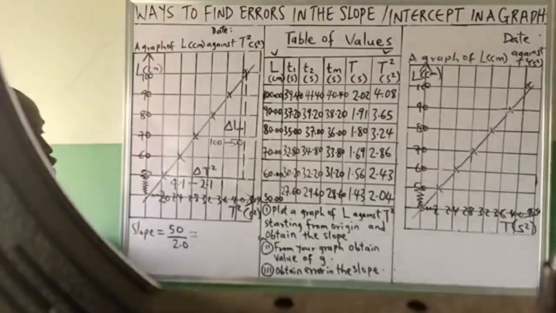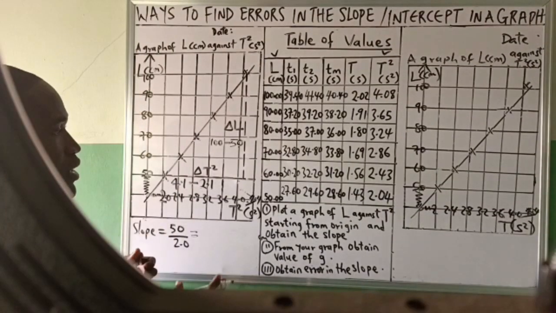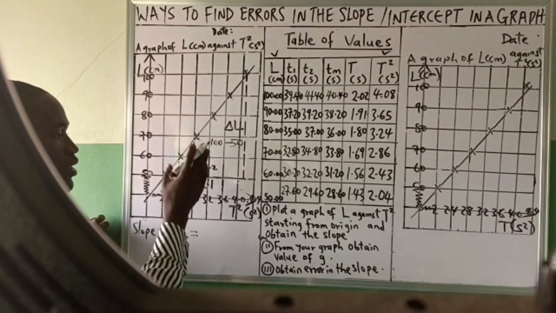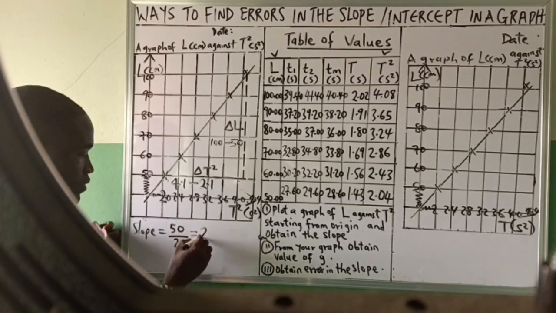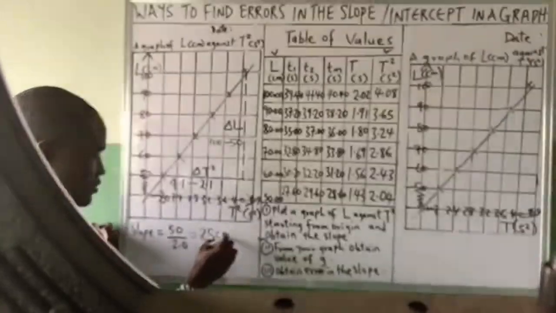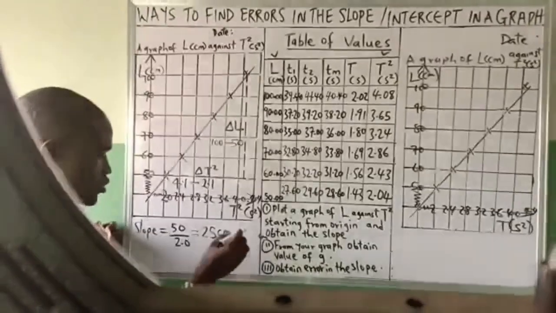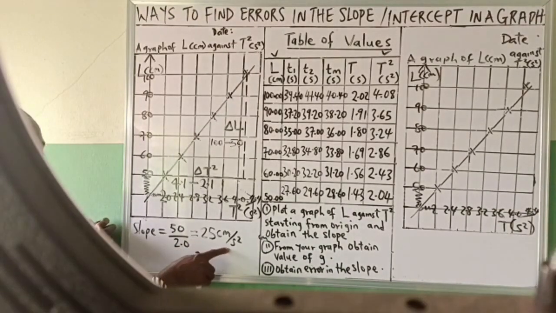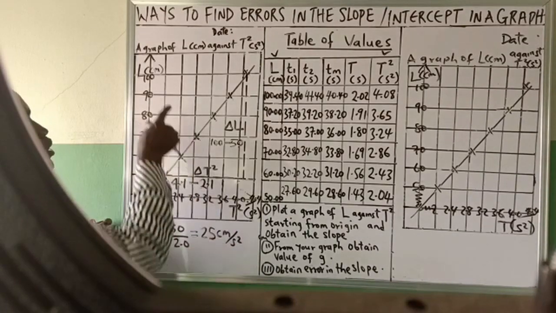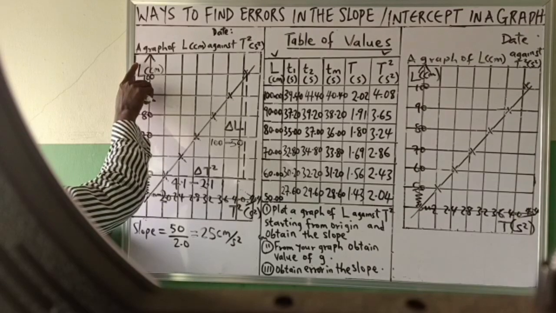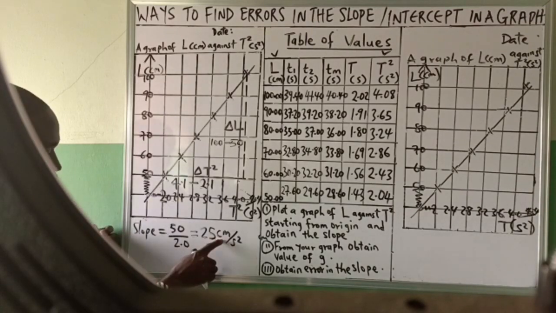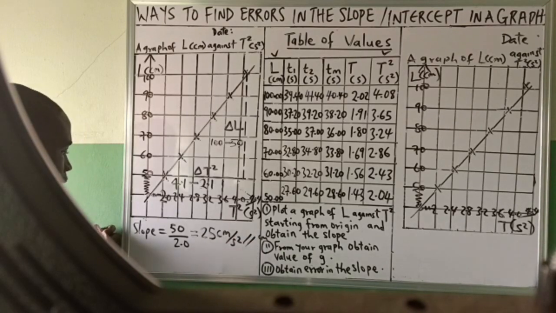But when you use your standard graph sheet to plot it, you get the accurate value. This divided by this will be giving you 25 centimeter over second square. It's important to attach the unit of what you got. I got my own by saying 25. What is the vertical unit? Unit for the vertical is cm, unit for horizontal is second square. So that is your answer.